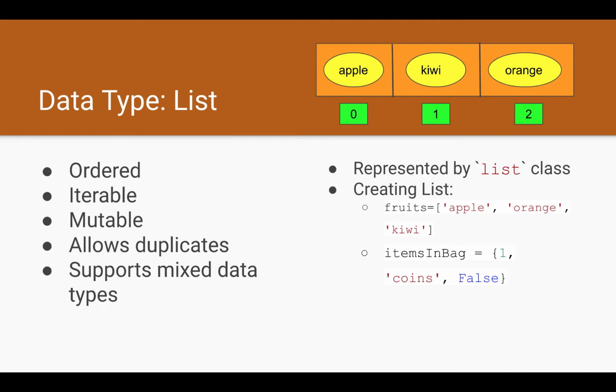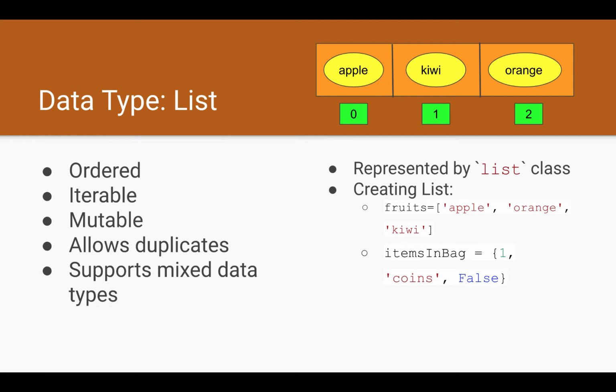So if I want to change the item at index 2 right here, and I want a banana rather than an orange, I can say fruits at 2 equals banana. That means it's changeable; you can change the values in this data type. Next, it allows duplicates. That means I can have a list with all apples or all kiwis, or multiple values of one item. And lastly, but most importantly, it supports mixed data types.